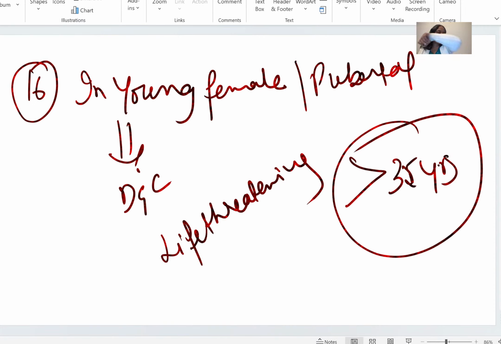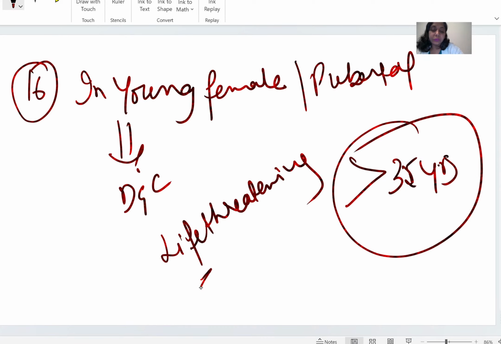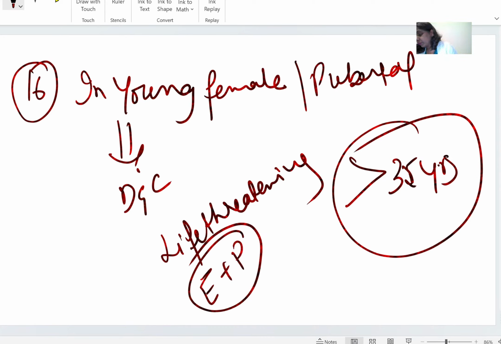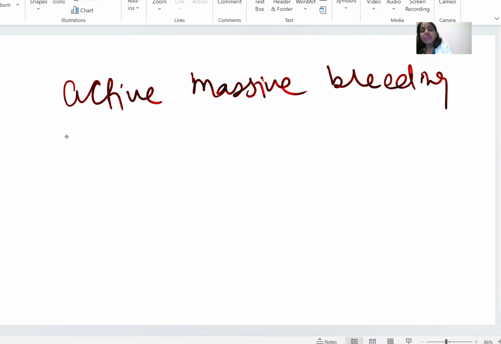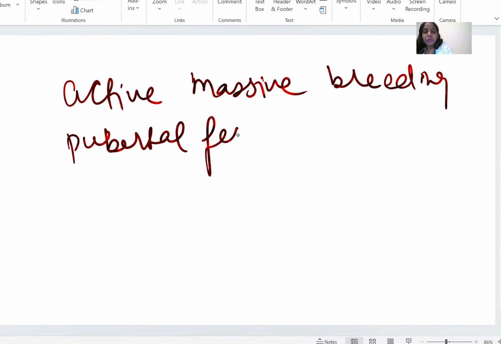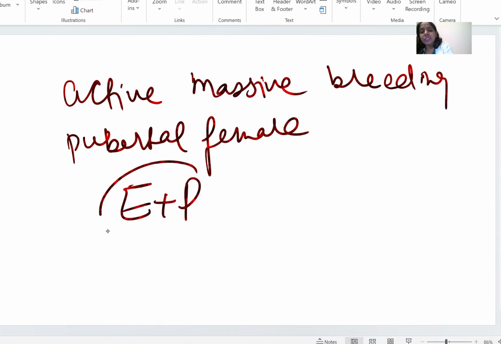What is the treatment of active bleeding in a young female? Estrogen and progesterone. Any other query? Please feel free to ask. In active massive bleeding in a pubertal female, because we cannot do DNC, the treatment is estrogen and progesterone. Because we cannot do DNC in a pubertal female.